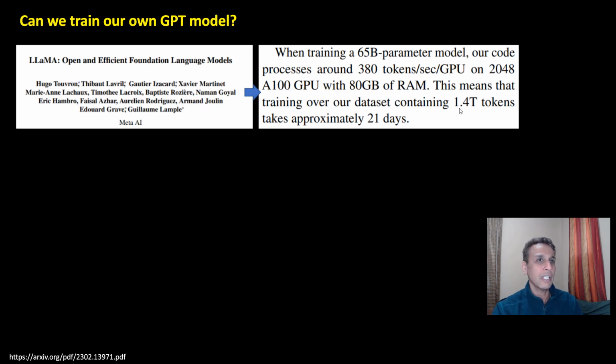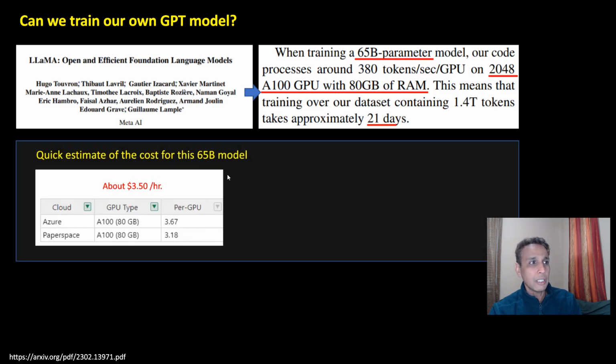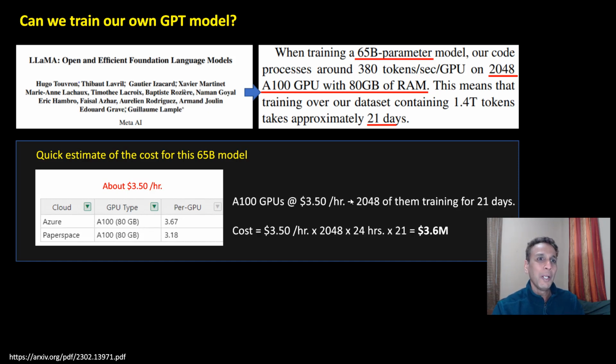I'm like, okay, that's enough information, so let's do some math. A quick estimate: I looked at Azure and I also looked at Google. It's about $3.50 to $4 per hour to subscribe to an 80 GB GPU. So let's subscribe to 2048 of these GPUs at $3.50 per hour for 21 days. And if you do the math, it comes up to a little less than $4 million.